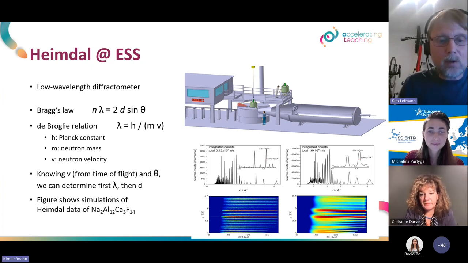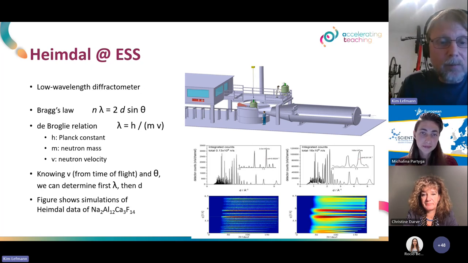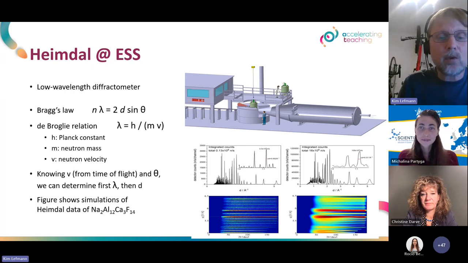This is how data will look. This is a one-dimensional cut. This is a two-dimensional cut from the detectors, where you have time on one axis and the lattice spacing on the other axis. But let's just look at this one. Nice. We have reduced d. So each neutron will take upon it a certain d. And then we count the number of neutrons. This is simulation, of course, because it's not running yet. So the number of neutrons simulated up here as a function of d.